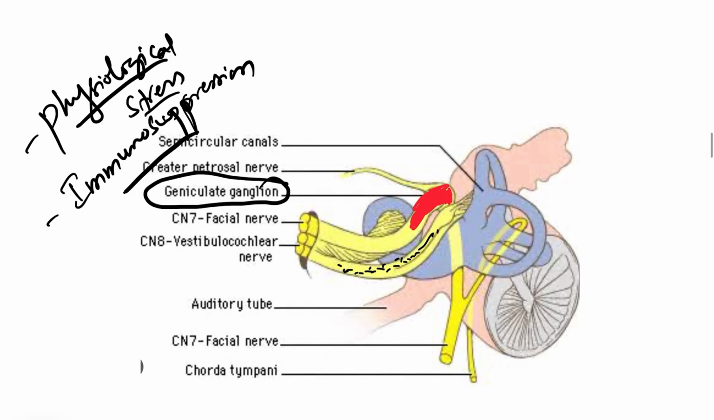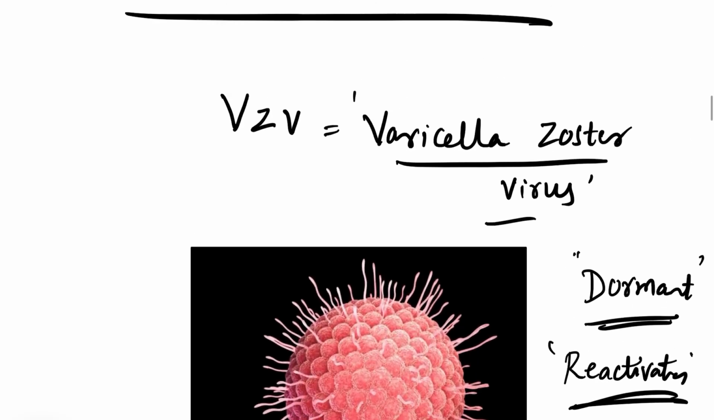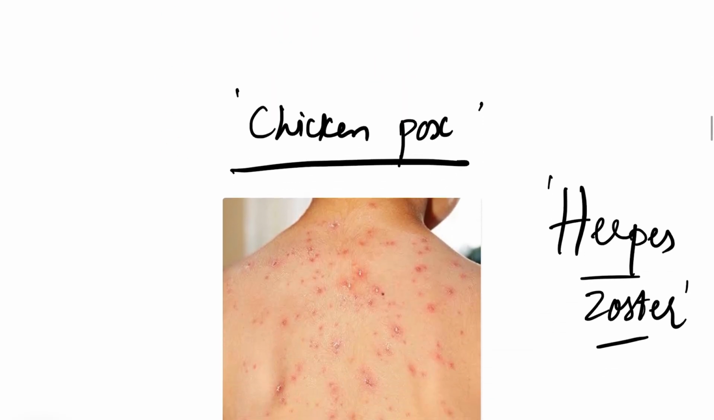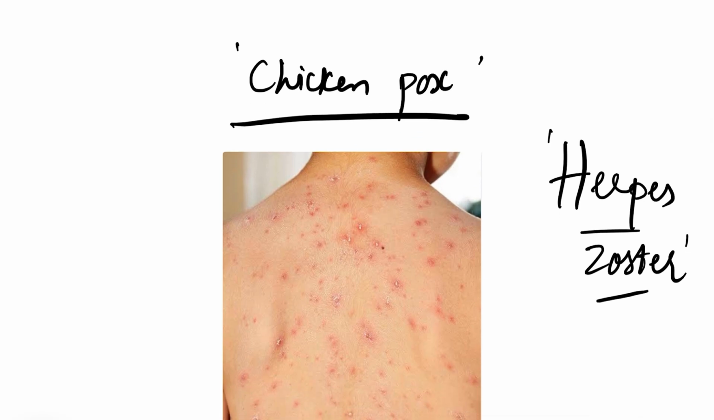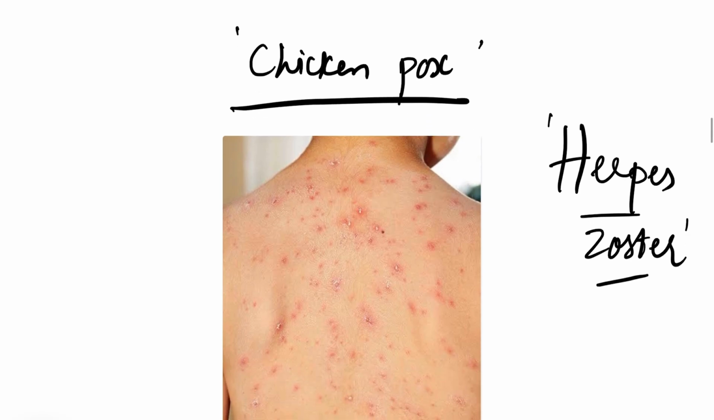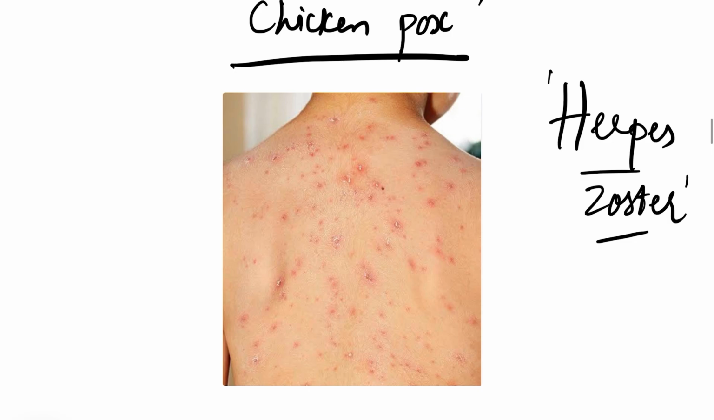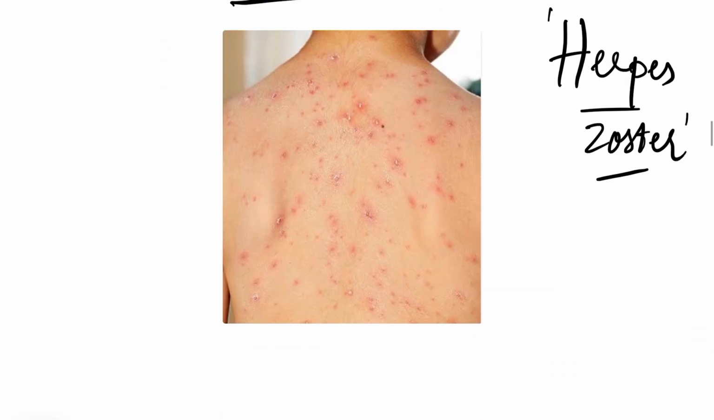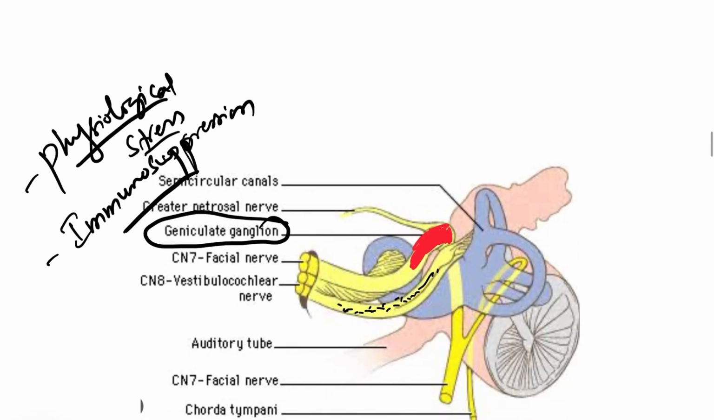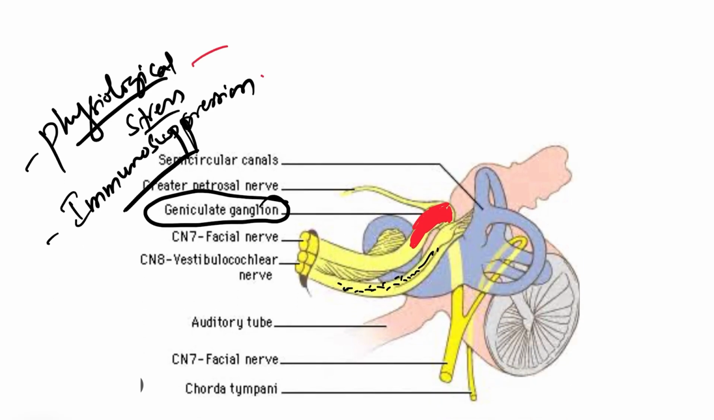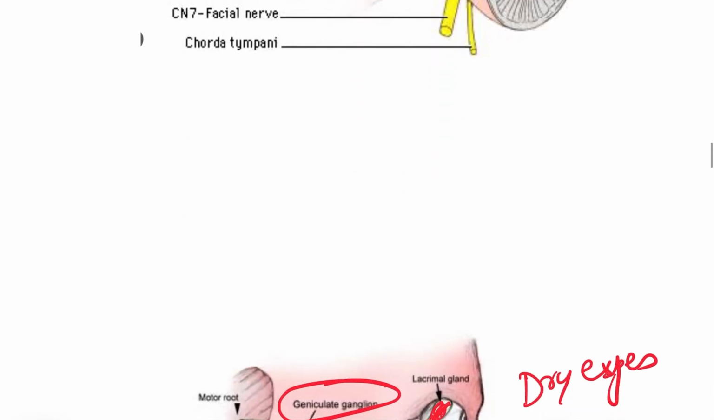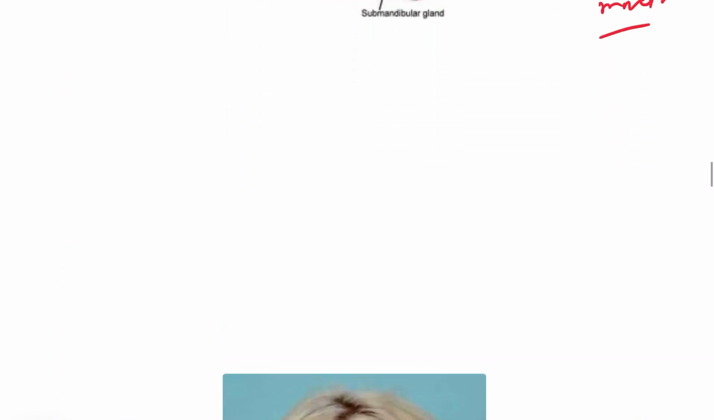So let me revise. There is an inflammation of the geniculate ganglion of the facial nerve by the reactivation of the varicella zoster virus. Varicella zoster virus is nothing but the virus which causes chickenpox, a viral infection. After the initial infection during childhood, after the treatment or whatever the process is, it will subside and the virus will remain dormant in the nerve ending, especially here in the geniculate ganglion. And during adulthood, under physiological stress or immunosuppression, it will reactivate and cause a clinical syndrome.